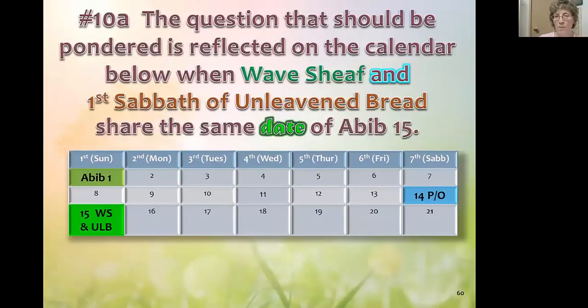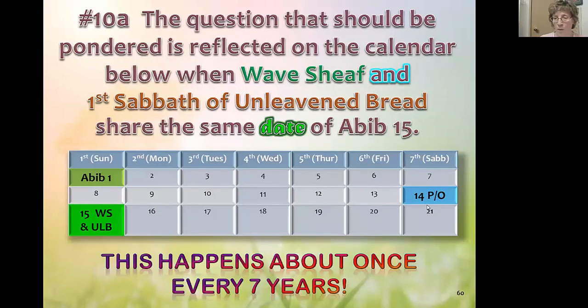The question that should be pondered is reflected on this calendar below. When Wave Sheaf and the first Sabbath of unleavened bread share the same date of Abib 15. And that's what we had with Joshua. We have Passover on the 14th, and now Wave Sheaf and unleavened bread are both together on the first cycle of the week. And that happens about once every 7 years.